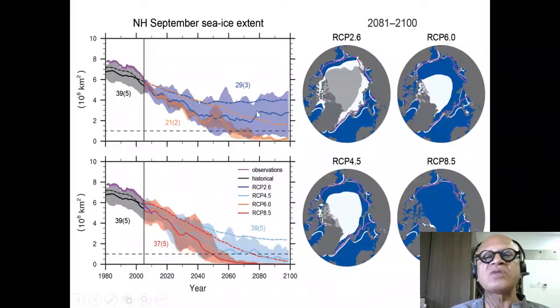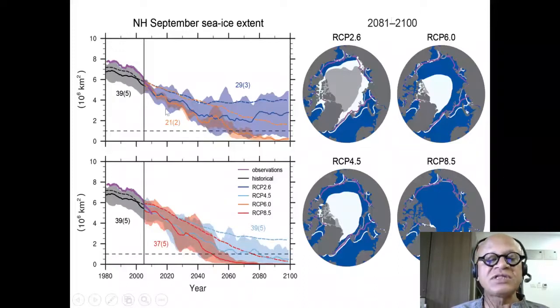Nonetheless, we can look at projections of Arctic sea ice. This is for various scenarios for the outer decades 2081 to 2100 for RCP 2.6, 6.0, 4.5, and 8.5. And you can see in 8.5 it completely disappears. Gone. Arctic ice is gone, right? At the rate at which it is melting, it's very likely that if we keep up the current emission rates, it will disappear much before 2081.